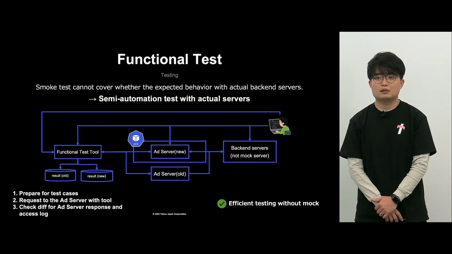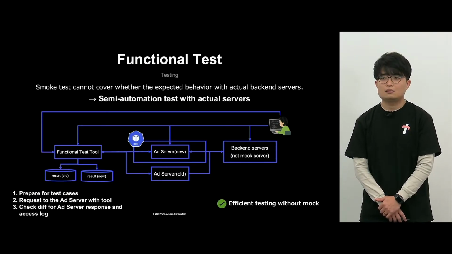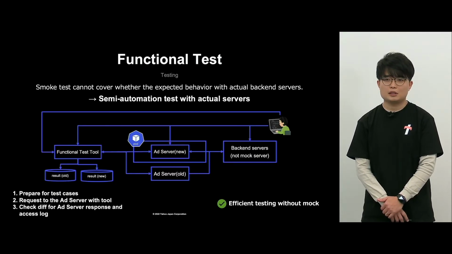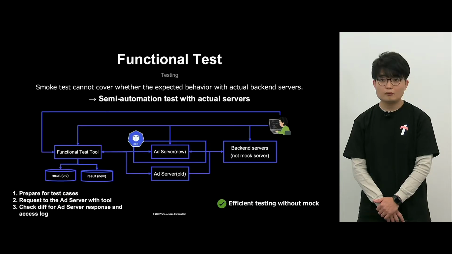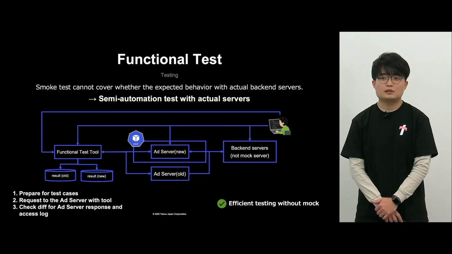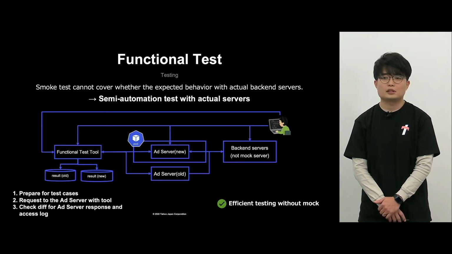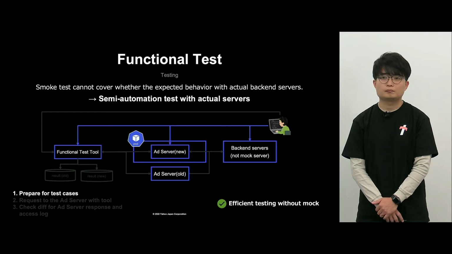So in the functional test, we actually add the request in the test environment. So we did some manual setting. On the left is the functional test tool. This is the functional test script. So we make the script, and the test was conducted semi-automatically.